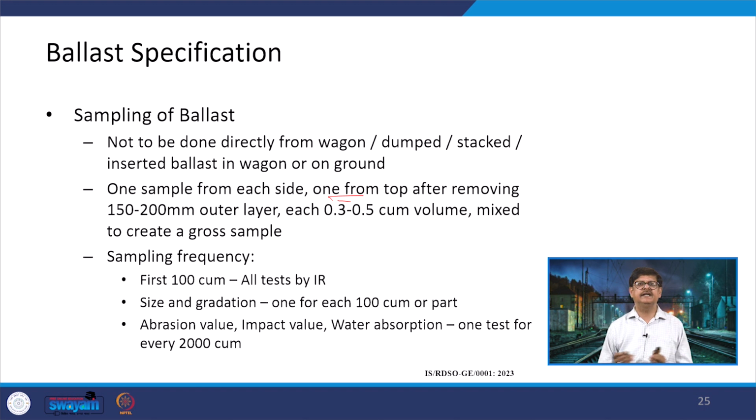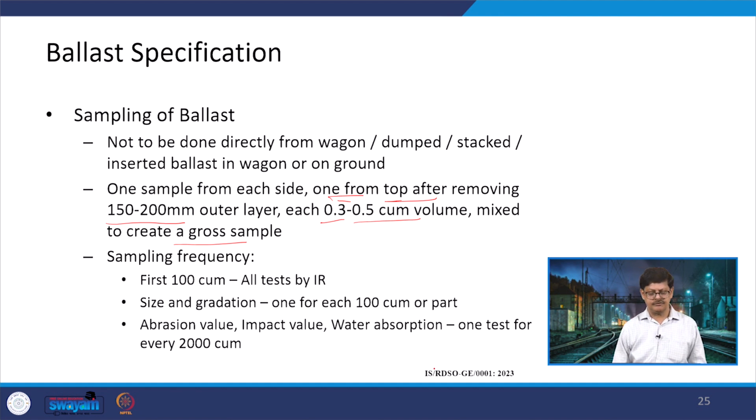So, there will be a segregation, and if there is segregation, you take it out and do the sieve analysis, then you will find that the results are not there, whereas the material which has been transported was correct, it was good. So, that is where you have to take one sample from the top after removing 150 to 200 mm of the outer layer, one each 0.3 to 0.5 cubic meter volume, and mix to create a gross sample. So, that is how the sampling is to be done.